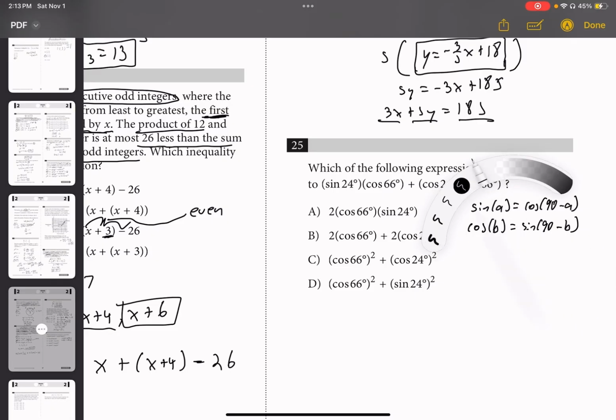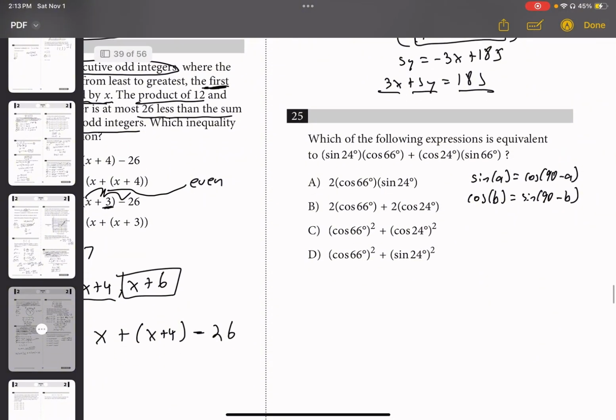Okay, so we are going to solve this now. If we know that sine of 24 degrees times cosine of 66 degrees is going to be equal to, well, we know that sine of 24 degrees is equal to cosine of 90 minus 24, which is equal to cosine of 66 degrees. So if that's equal to 66 degrees, and this is cosine of 66 degrees, we know that this is cosine of 66 degrees squared.